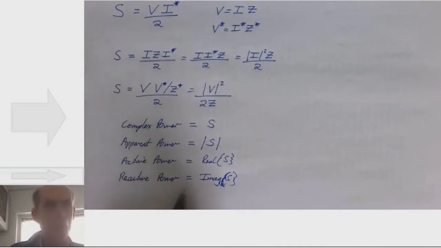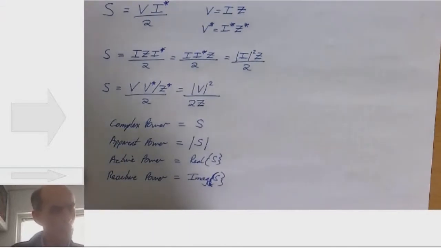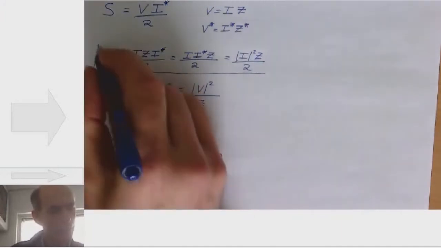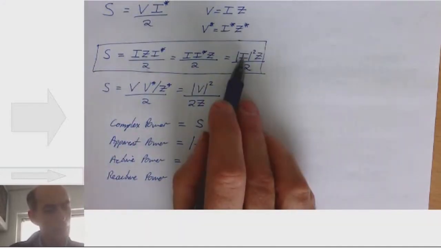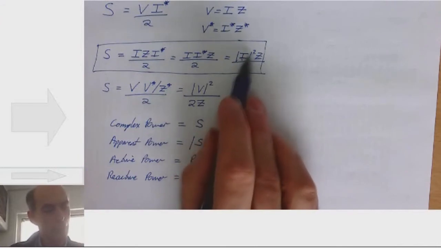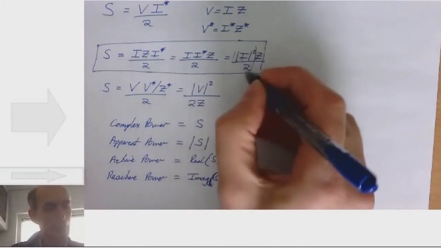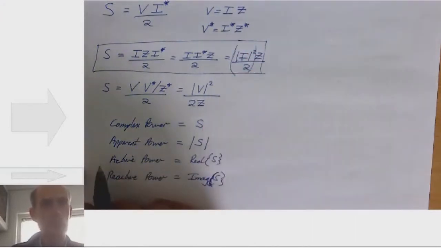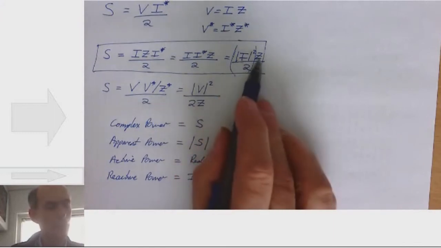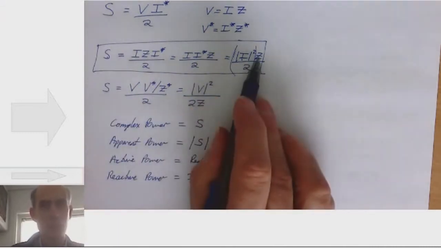There's only one other thing that I can think of to point out at this point, and that is a consequence of this equation here. The magnitude of I, that's the magnitude of the current, squared divided by 2, is a purely real number. That lot is completely real, which means it works as a scaling factor. It just makes Z bigger, but doesn't change the phase of Z at all.